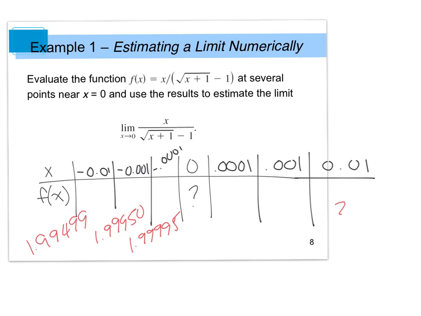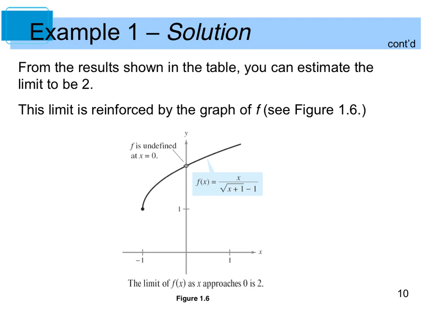Let's take a look and see what happens here. 2.00499, 2.0050, and there's actually 3 zeros here, 2.00005. So now we can see that we are approaching 2. Here's the graph of the function that we actually just looked at, and here we can clearly see as we approach 0 from the right and from the left, y is 2.